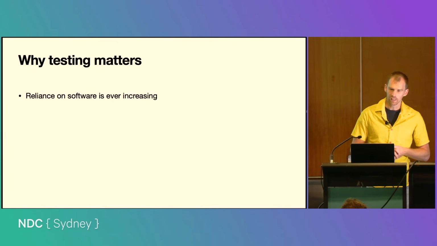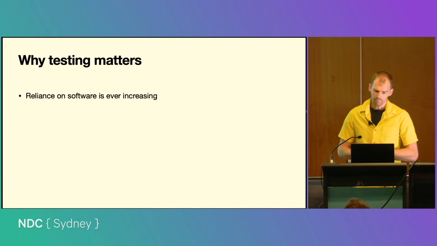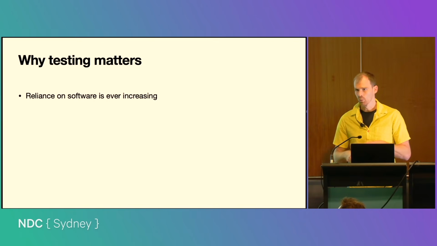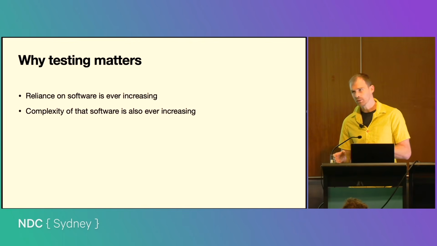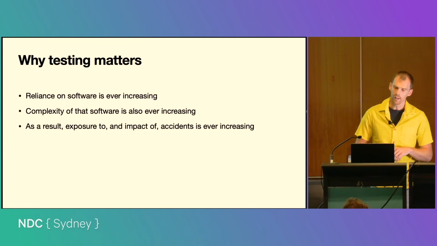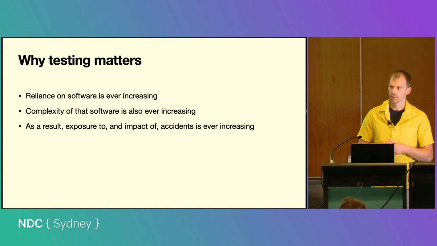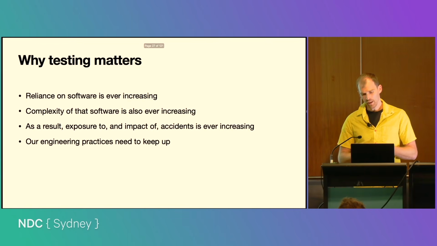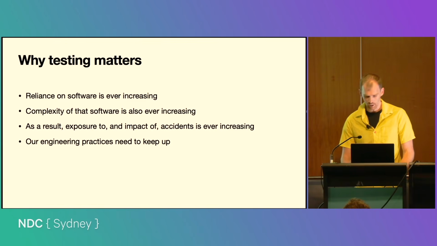So if you're in here, you probably already have some idea of why testing is important, but I thought I'd cover it anyway. Over time, our reliance on software is always increasing. The places where we depend on software is always increasing. The complexity of the software that we rely on is also always increasing. And so as a result, our exposure to and the impact of accidents as a result of software issues is also increasing. And so our engineering practices need to keep up with that change. Otherwise, we'll end up in a world where software never works, which is definitely not the one we have now.